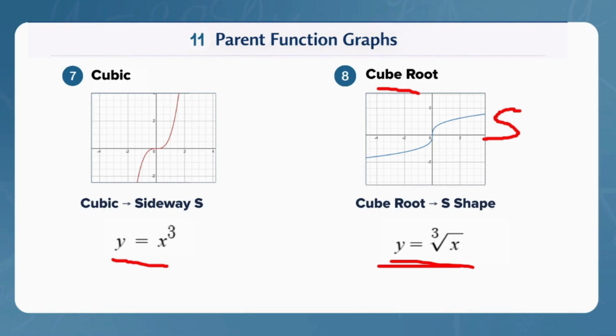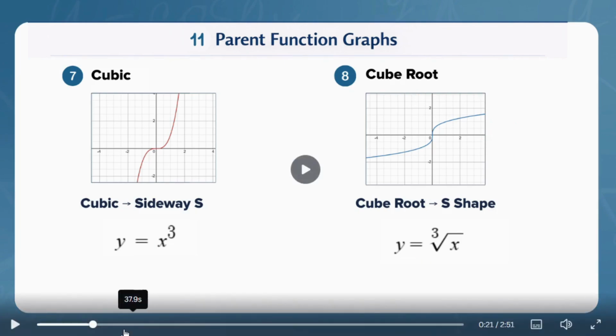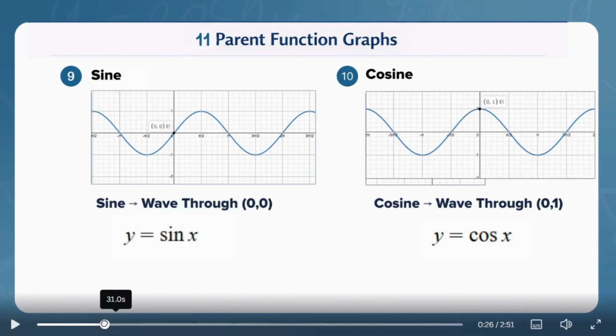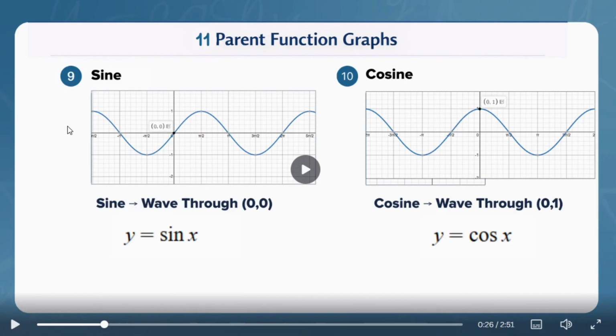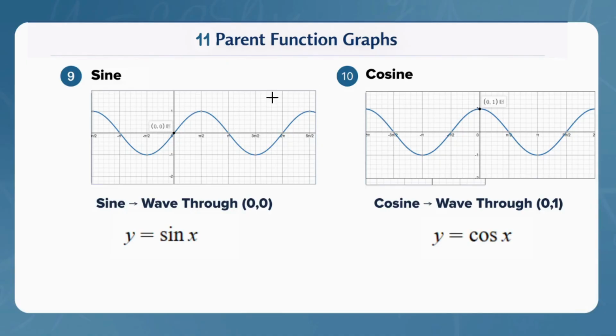And we continue with number 9 and 10. Number 9 is the sine function. And these are very smooth waves that repeat. And notice here, the sine goes through the origin at 0, 0.